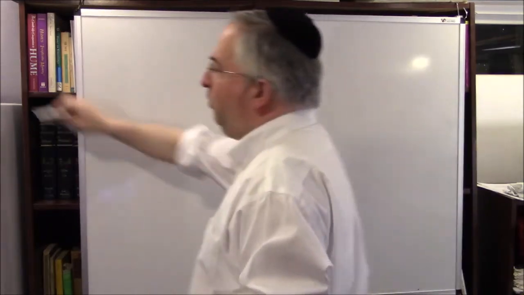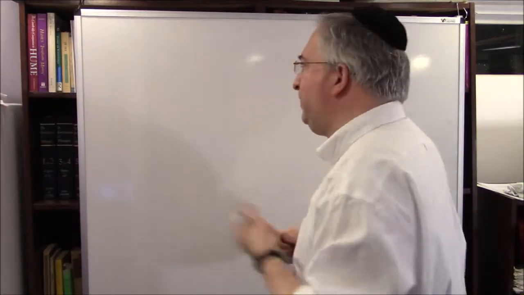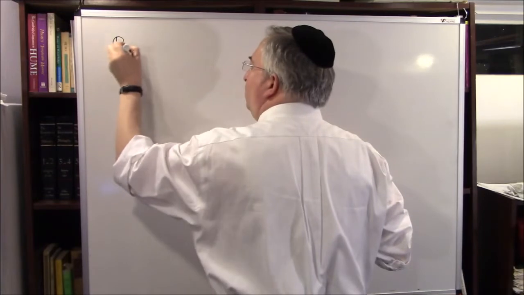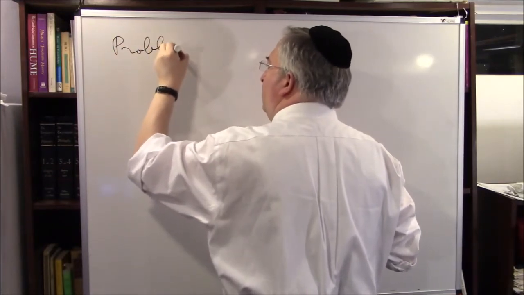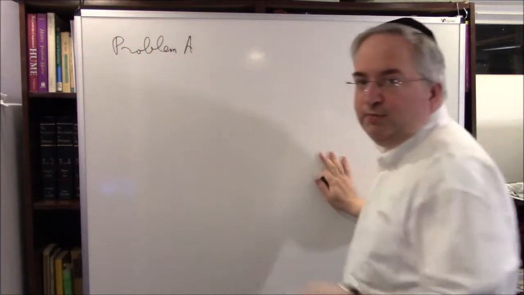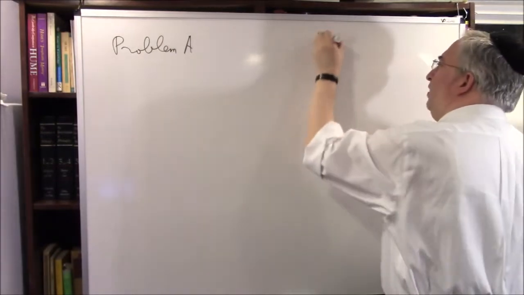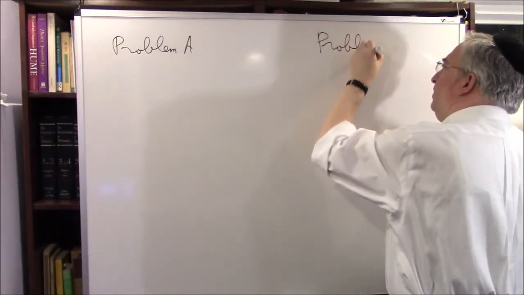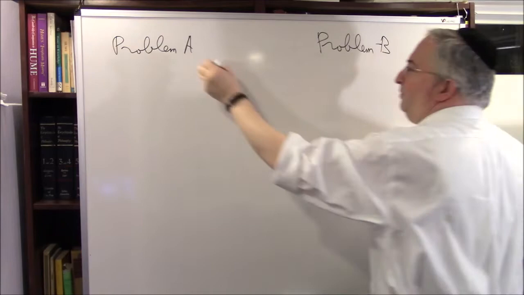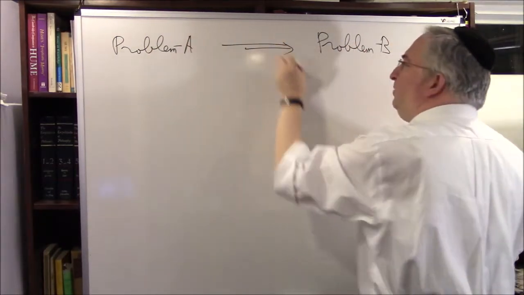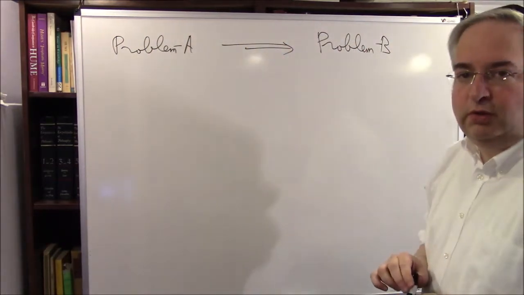Okay, what we're doing here is as follows. We have problem A. We have a problem. We have problem B. We have another problem. By changing one problem into another problem, look what we're doing.